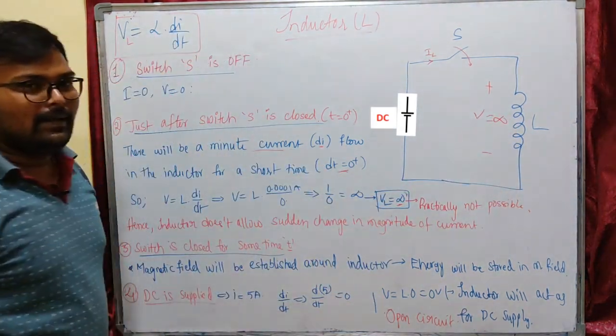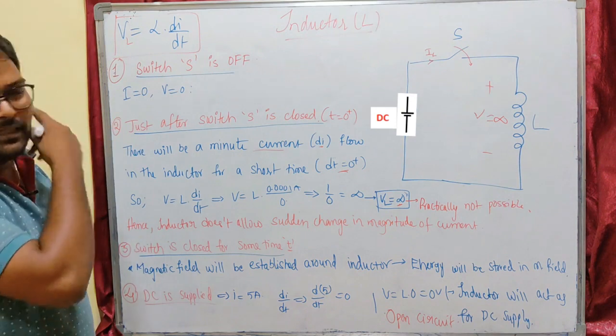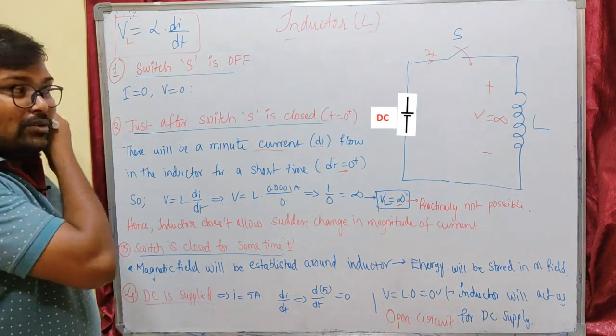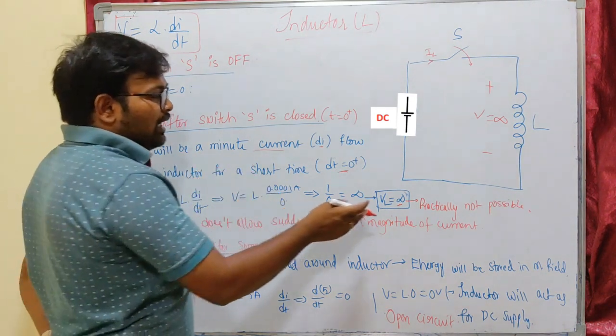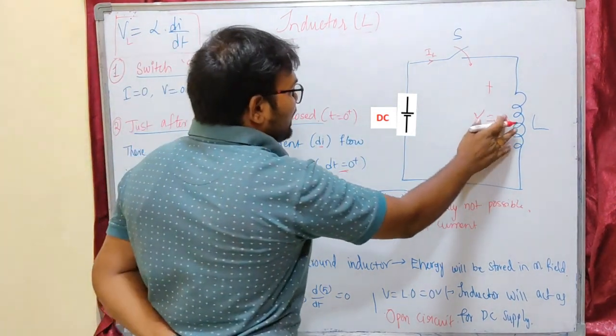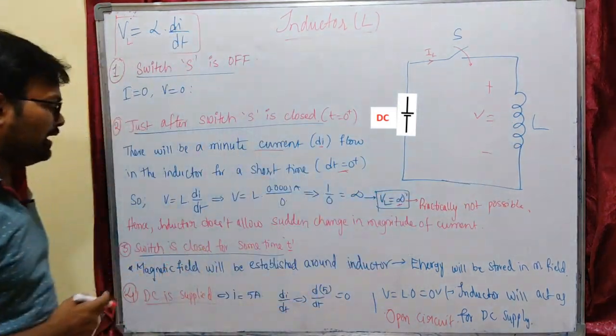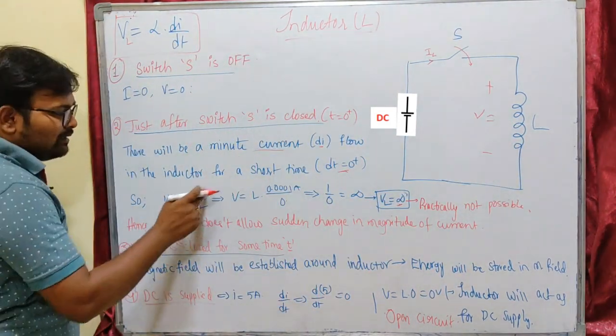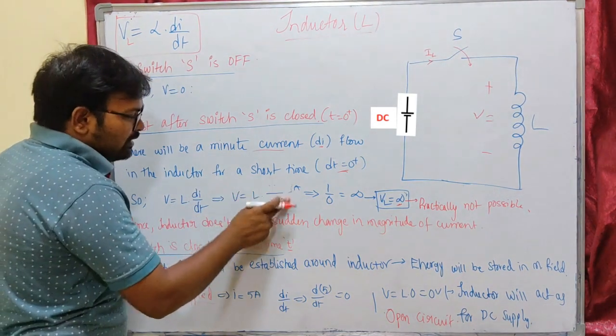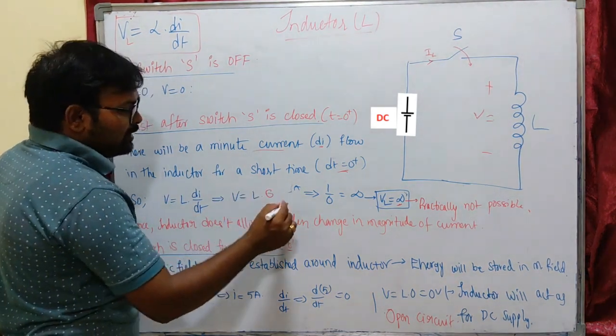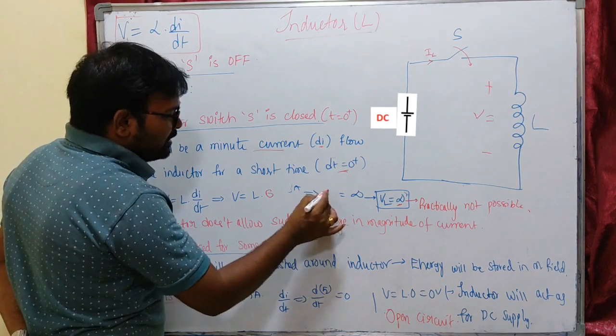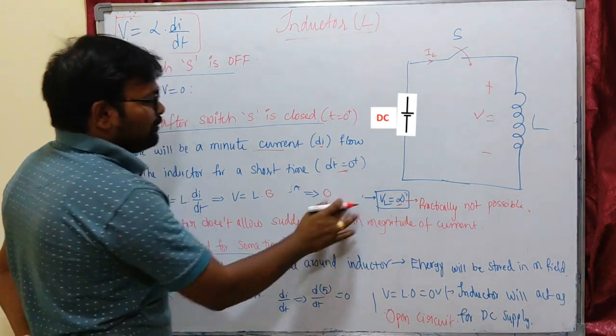Is it possible practically? Infinite amount of voltage across a single inductor? That is not possible. So that's why, in order to avoid this, our inductor doesn't allow sudden changes in current. If there is no sudden change in current, this di will be equal to 0. Di equal to 0 means the voltage across the inductor will not be infinite, it is 0. So practically, 0 is possible.